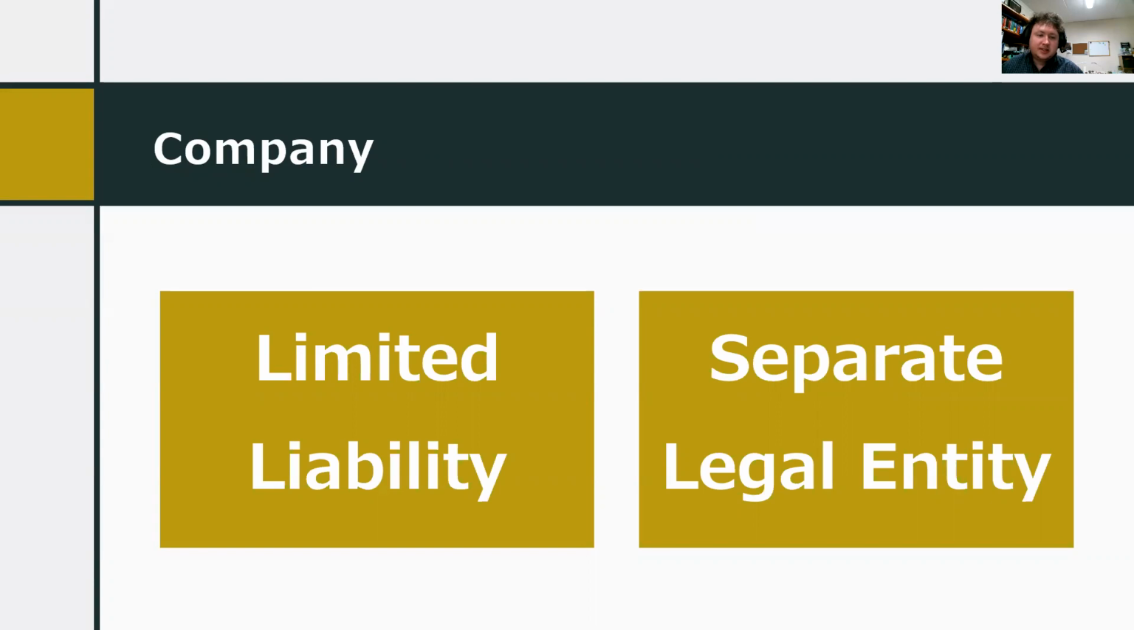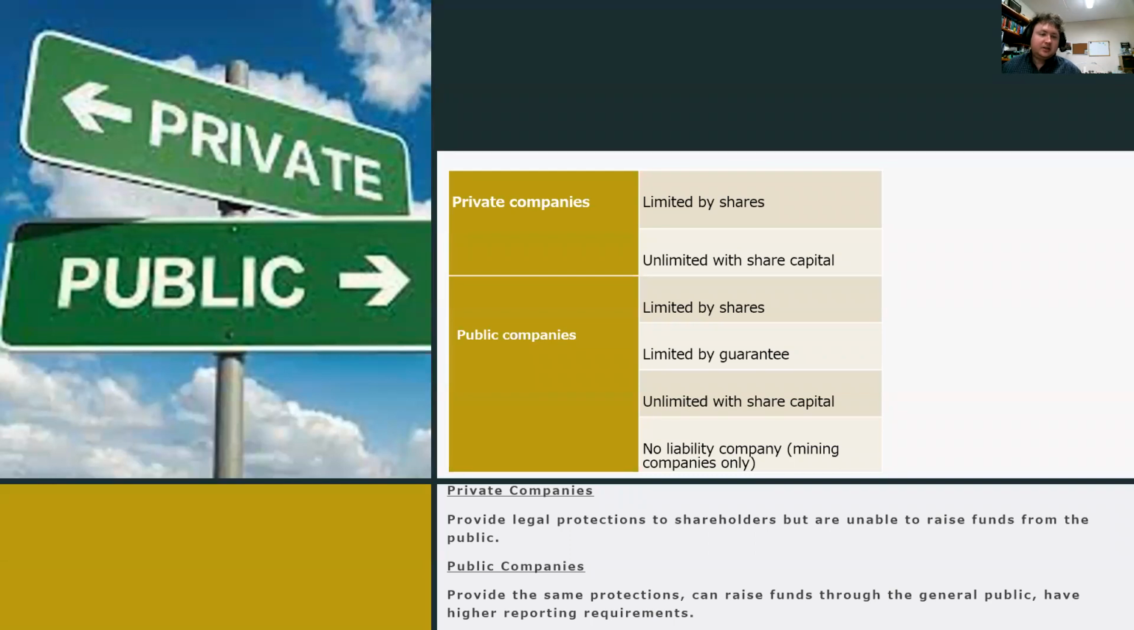Companies do cost more to set up and have much higher reporting requirements, but those disadvantages are more than outweighed by the legal protection afforded by the company. There are 2 different types of companies within Australia, public companies and private or proprietary companies. You can see on the slide some of the factors that differentiate the 2, the key difference being the ability to raise funds from the public through the stock exchange.